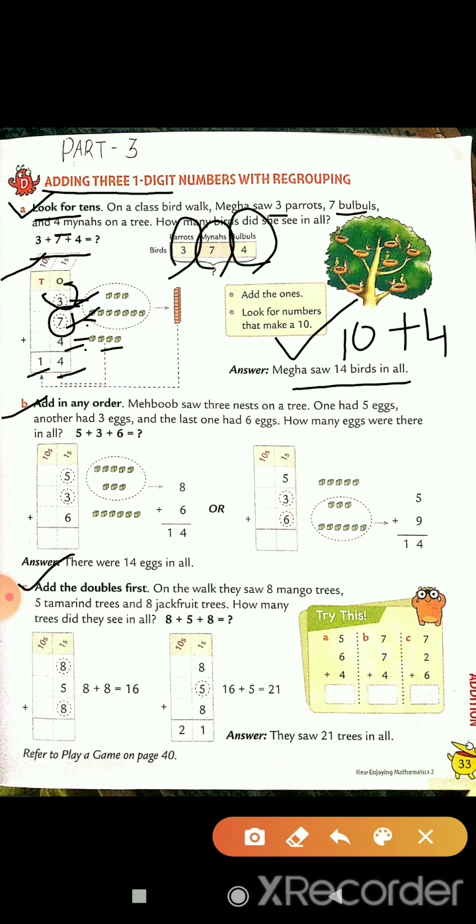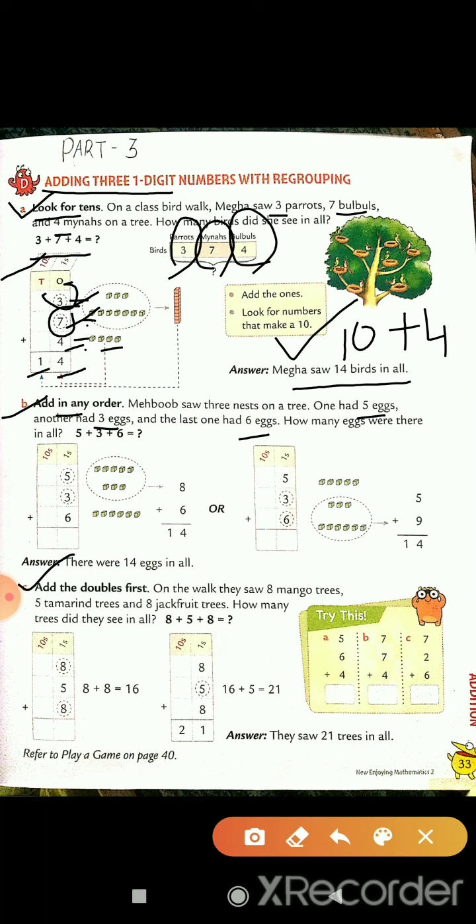Got it, students? Next, add in any order. Mehboob saw three nests on a tree. One had 5 eggs. Another had 3 eggs. And the last one had 6 eggs. How many eggs were there in all?